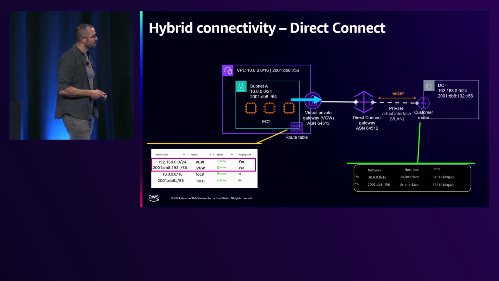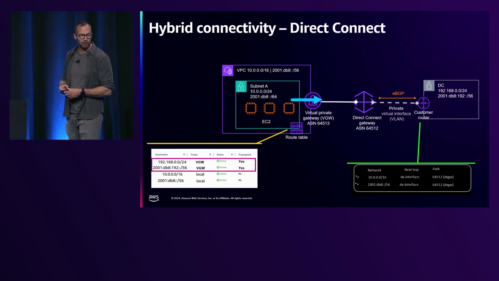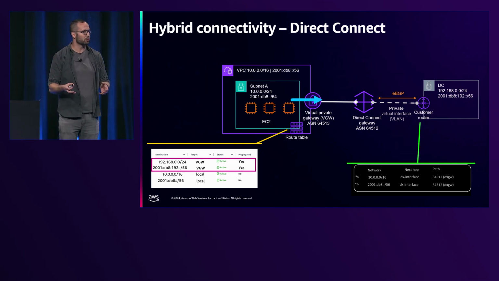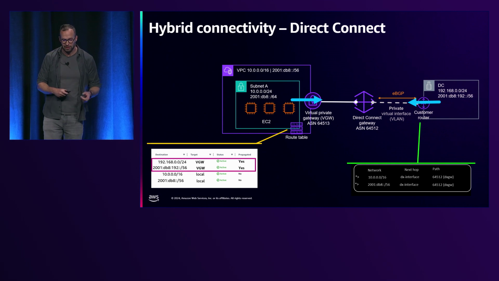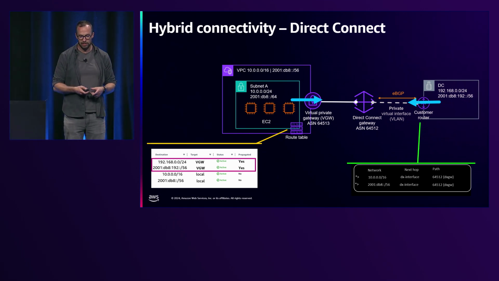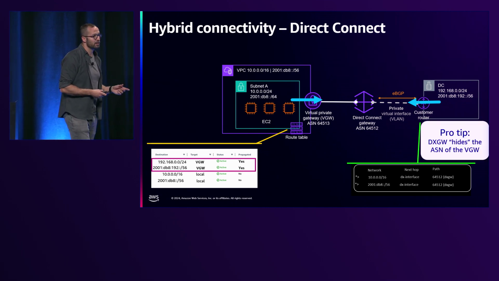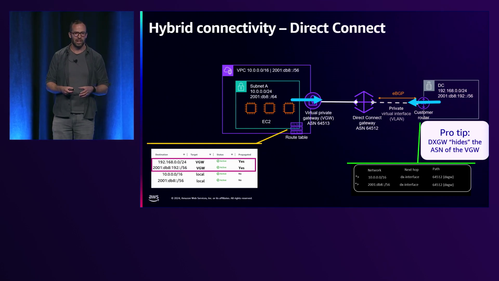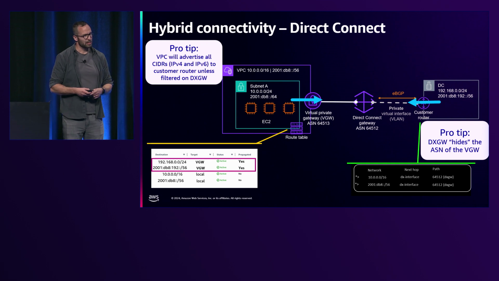On the other side, this is a route table of your device. So it's showing the network you're going to, the next hop on how to get there, and then the path will show you the autonomous system numbers that it's seeing. So you can see here that to get back to the VPC, you can see both V6 and V4 networks, and the next hop is the Direct Connect interface. But we can see the ASN of the Direct Connect gateway. So the Direct Connect gateway in this scenario hides the ASN of the VGW, and you will not see the VGW ASN in the path.